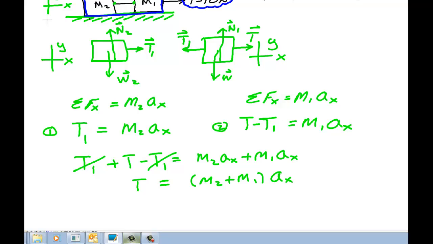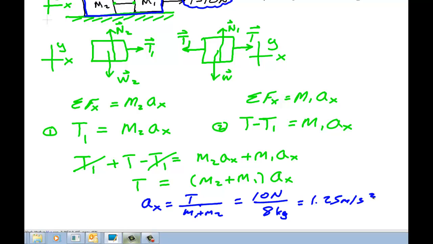So by shrewdly choosing the free body that you're going to consider, what object you're going to consider the free body diagram of, you can eliminate several lines of algebra. You can eliminate all of this work and jump right to here at the bottom. Tension is equal to the sum of the masses times AX. And of course, if you put in these numbers, T over M1 plus M2, you'll get the same thing we did before, 10 newtons over 8 kilograms, 1.25 meters per second squared.